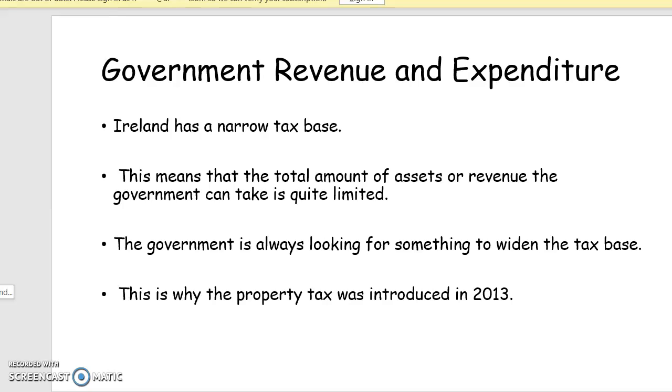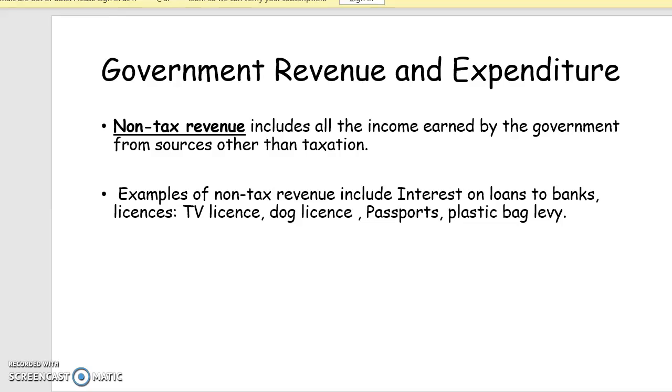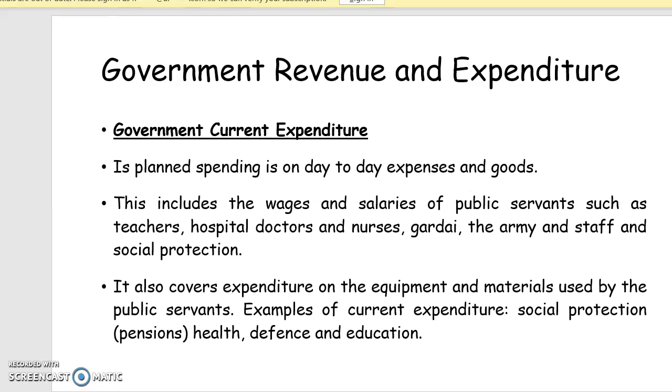Ireland then has a narrow tax base. This means that the total amount of assets or revenue that the government can take is quite limited, and the government is always looking for some new way to widen the tax base, and this is why they introduced a property tax in 2013. Non-tax revenue includes the income of the government from sources other than taxation. Examples would be loans to banks, licenses, TV licenses, dog licenses, passports, and the plastic bag levy. So these are all extra little nooks and crannies where the government can get extra money out of us.